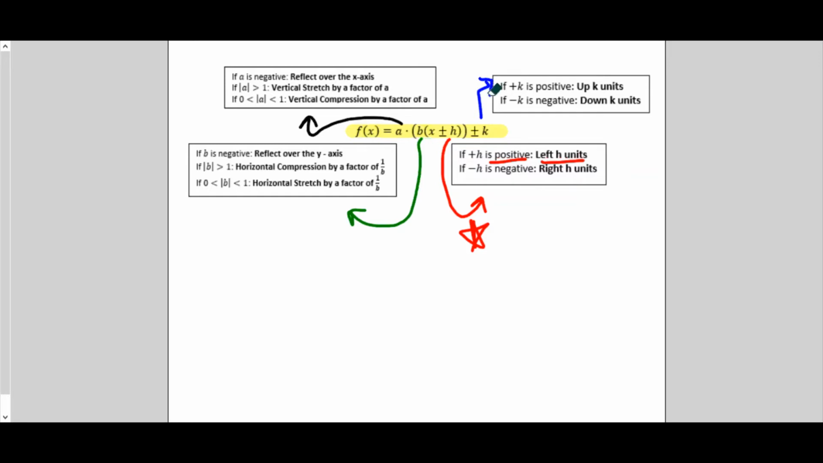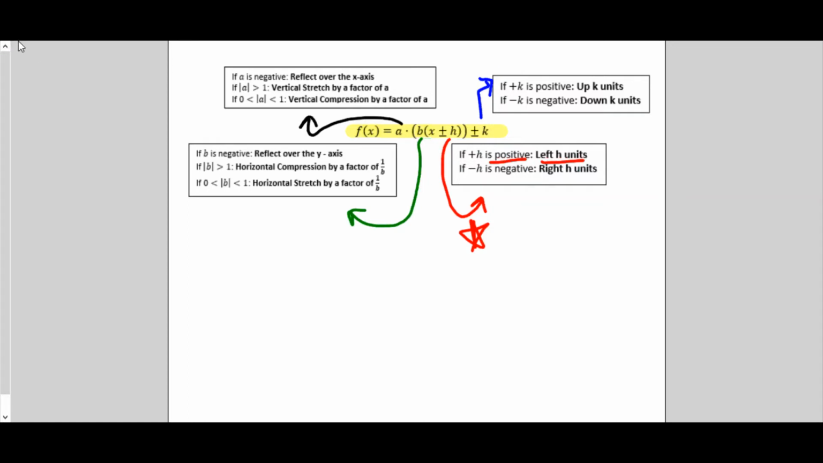The last value is the k value. So k tells you, does your graph move up or down? And this value does exactly whatever sign is in front of it. So if k is positive, so if you see a plus sign there, then it moves your graph up. If k is negative, then it moves your graph down. So this is a vertical shift up and down. So k moves you vertically, h moves you horizontally.